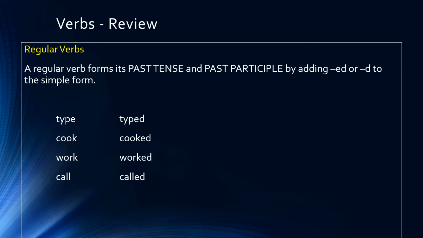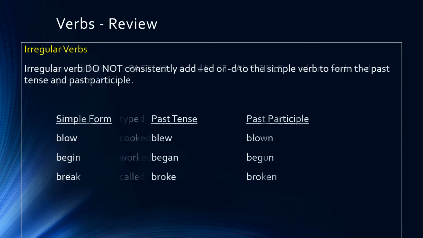We then gave consideration to regular verbs. A regular verb forms its past tense and past participle by adding ed or d to the simple form. Type, typed. Cook, cooked. Work, worked. Call, called. Irregular verbs do not consistently add ed or d to the simple form to form the past tense and the past participle. And we looked at some examples. Blow, blew, blown. Begin, began, begun. Break, broke, broken. The irregular verbs pretty much just have to be learned, because they cannot be formed by the regular method of adding ed, d, or ing.